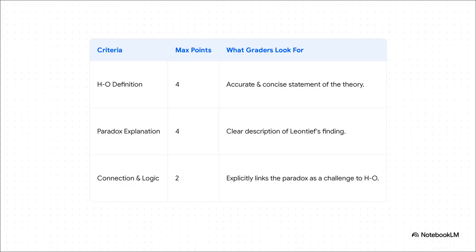And if you ever wondered what's going on in your professor's head when they're grading, well, here you go. Look at how the points are distributed. You get a good chunk for defining the theory and another chunk for explaining the paradox. But see that last row, connection and logic? It's only 2 points, but that's what separates a decent answer from a truly great one. Don't just list the facts, show you understand how they relate.